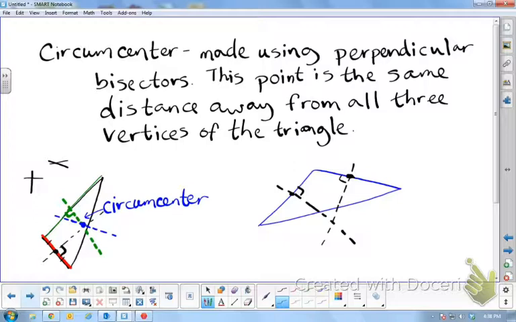Again, we don't care if it passes through the vertex or not. We don't care if it hits the corners. We're just focusing on the sides. Make halfway. Go at a 90-degree angle. And where they cross is the circumcenter. So that one was outside the triangle. But it's still the circumcenter because the circumcenter is always made using perpendicular bisectors.